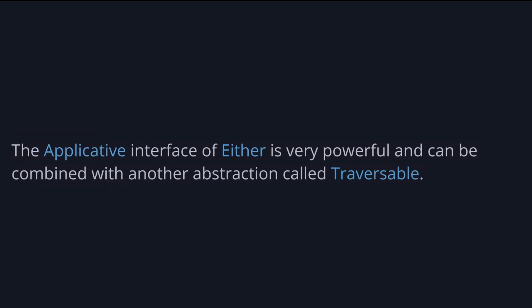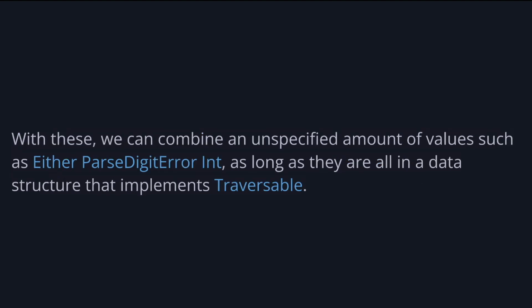The applicative interface of Either is very powerful and can be combined with another abstraction called traversable for data structures that can be traversed from left to right, like linked list or binary tree. With this, we can combine an unspecified amount of values, such as Either ParseDigitError Int, as long as they are all in the data structures that implements traversable. Okay, let's see some examples.